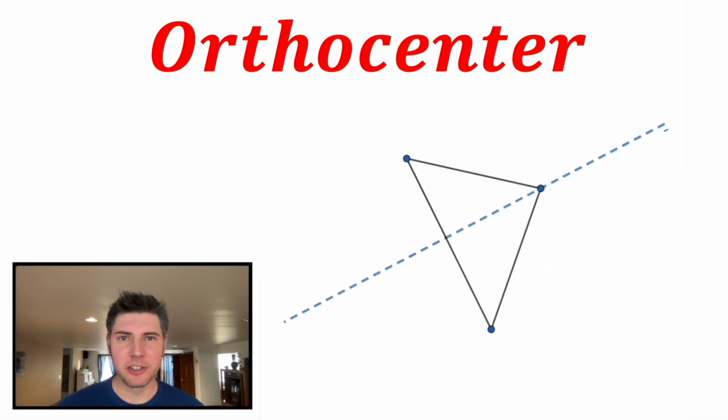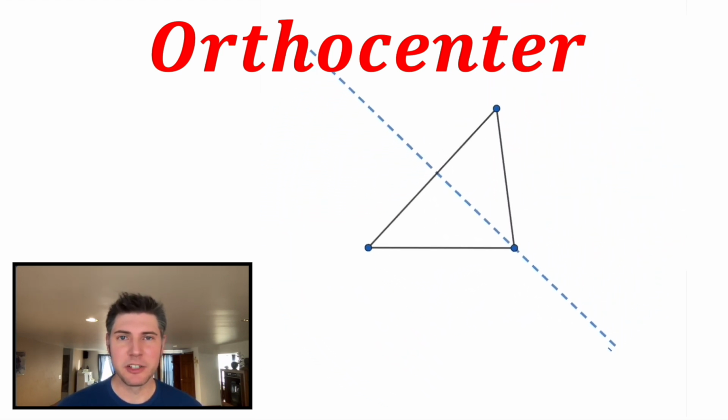Now rotate the triangle until we have another base. Find the line perpendicular to this base and through the opposite vertex. This is another altitude. Notice how the two altitudes intersect here.